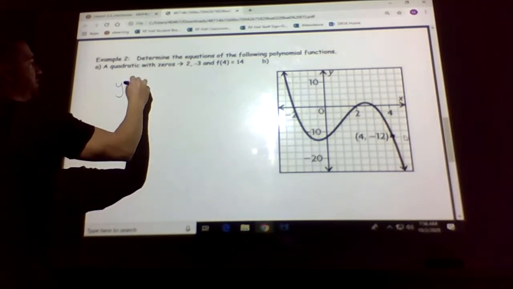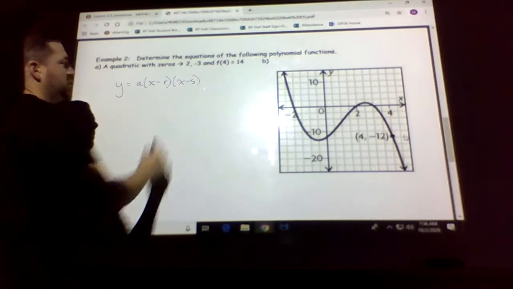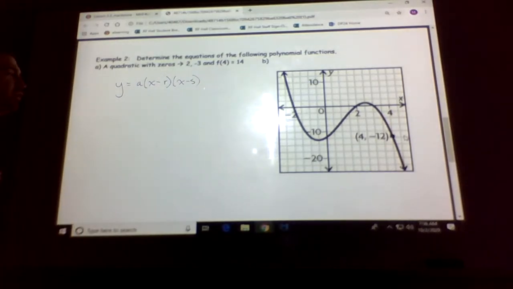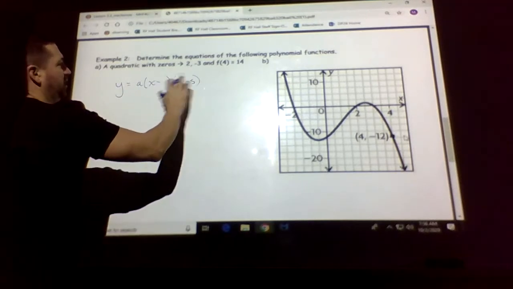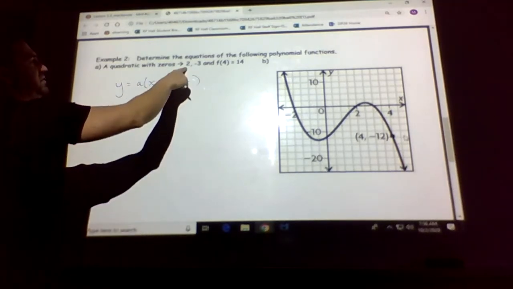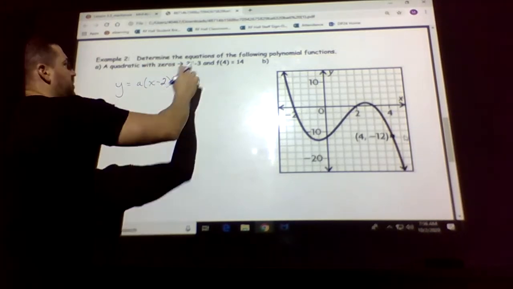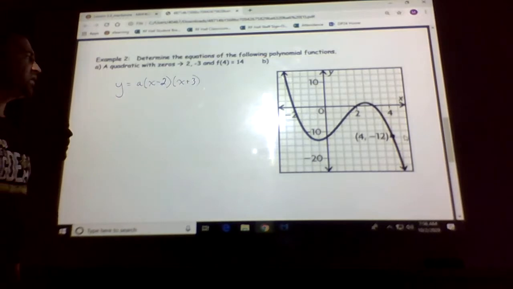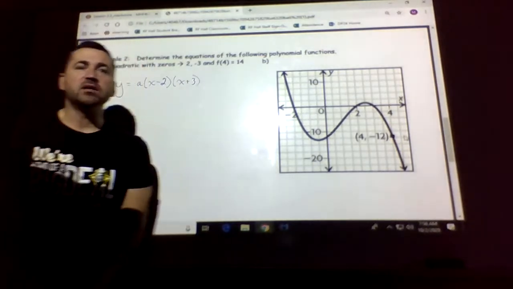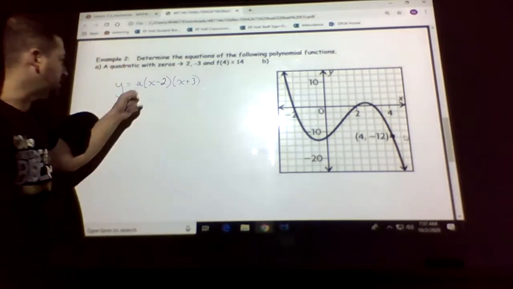So y = a(x - r)(x - s). So that's what you learn in grade 10 with regards to factored form of quadratic. But you don't need to put the r and s. So we have the zero 2, so it becomes -2. And then the -3 is +3 in the bracket. Okay, so we have an equation here, but we need to find one more letter. And that letter is the a value.